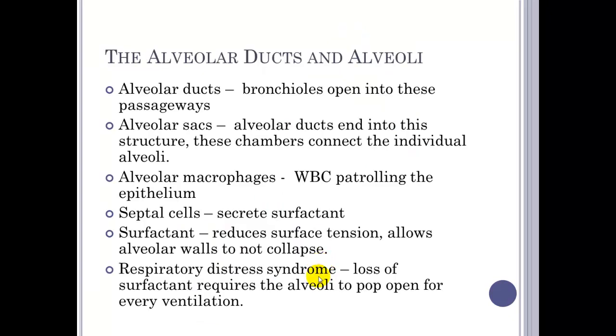The alveolar ducts and the alveoli. Bronchioles open into these passageways, the alveolar sacs. Alveolar ducts end in this structure. These chambers connect with the individual alveoli. Alveolar macrophages, which are white blood cells, pretty much patrol the epithelium, the actual tissue that's there. Septal cells secrete surfactant.